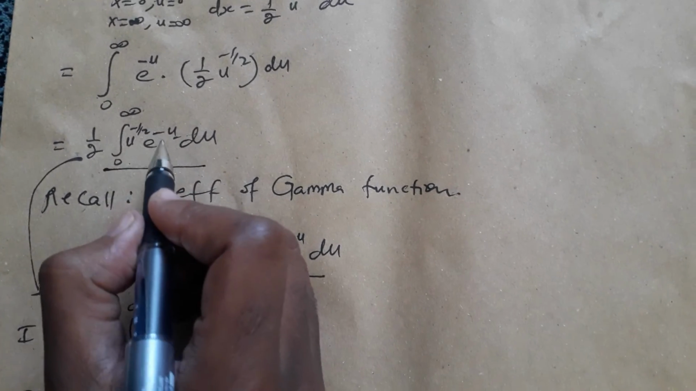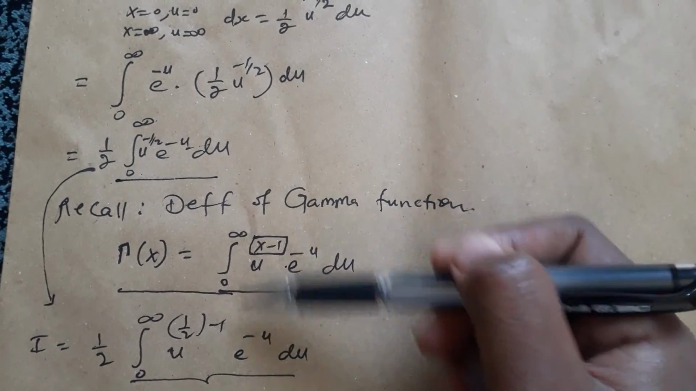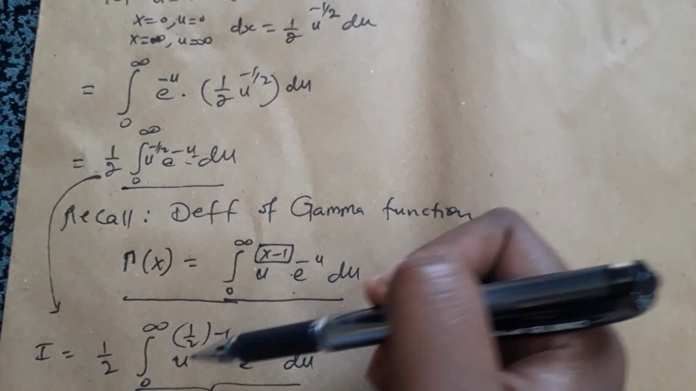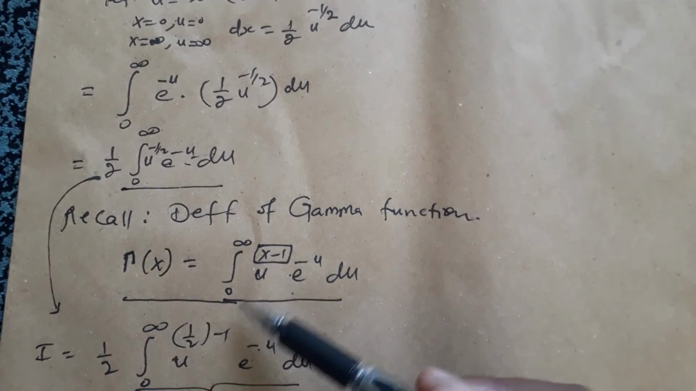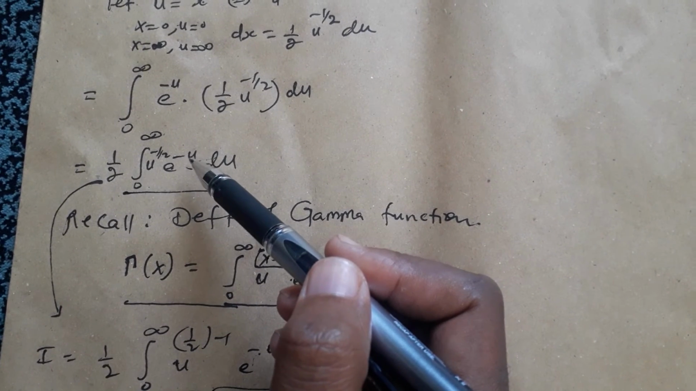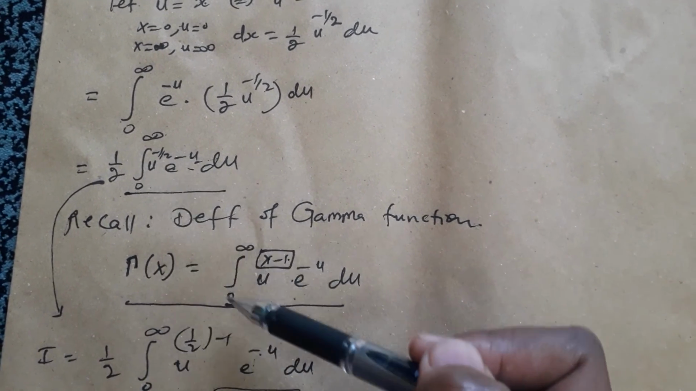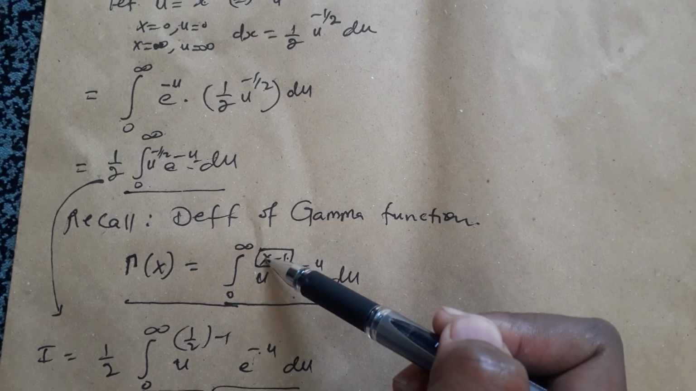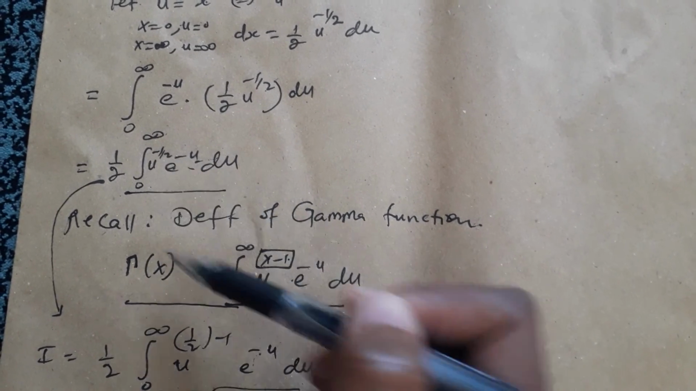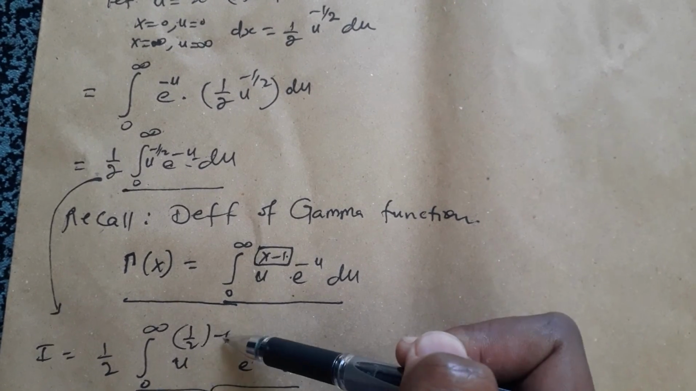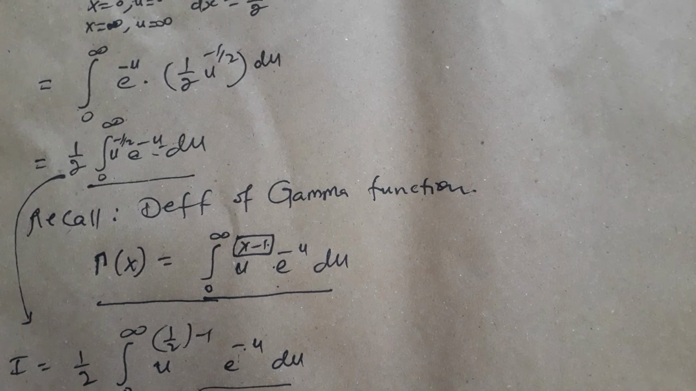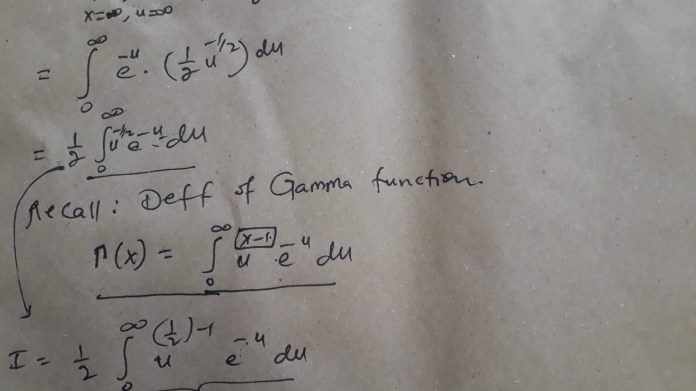So I have to write this in that form. I already have e to the minus u. Then I have to write something minus 1 equal to minus half. What is that something which, when you subtract 1 from it, gives minus half? That thing is half. Half minus 1 is just minus half. So I equals half gamma of half.